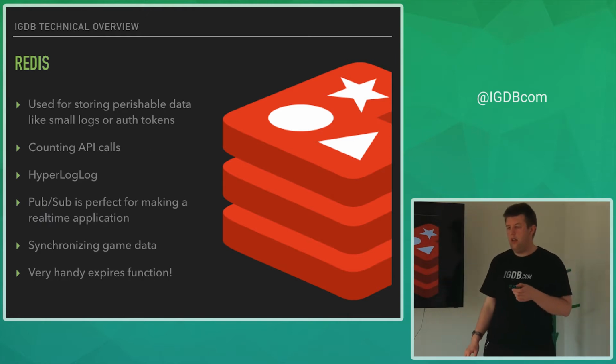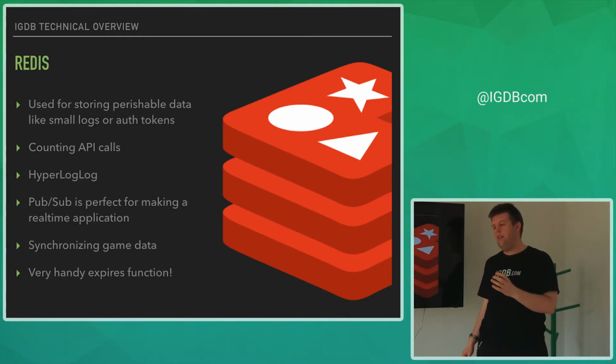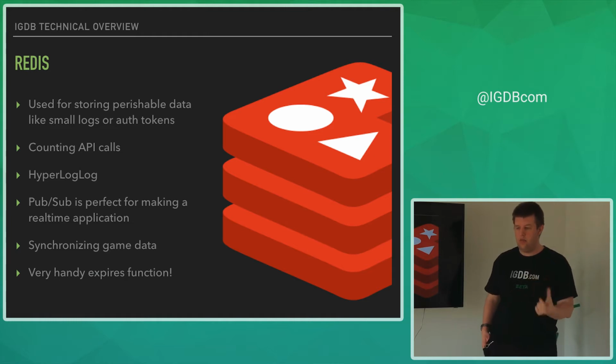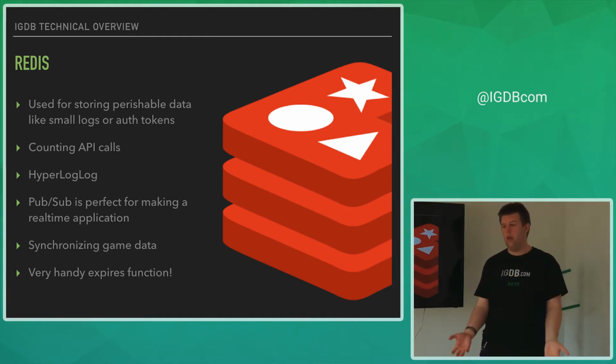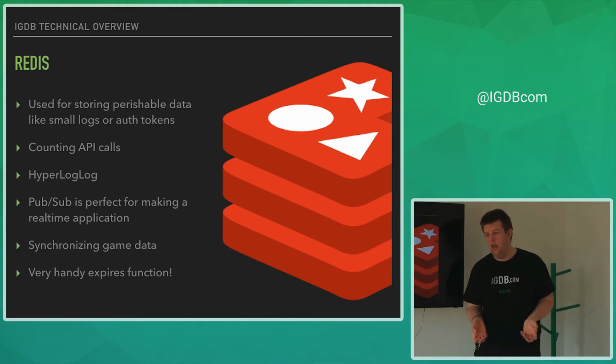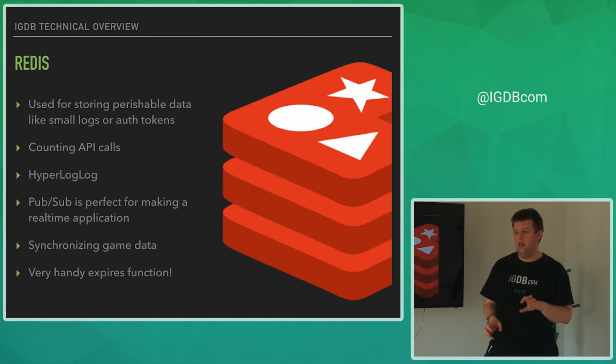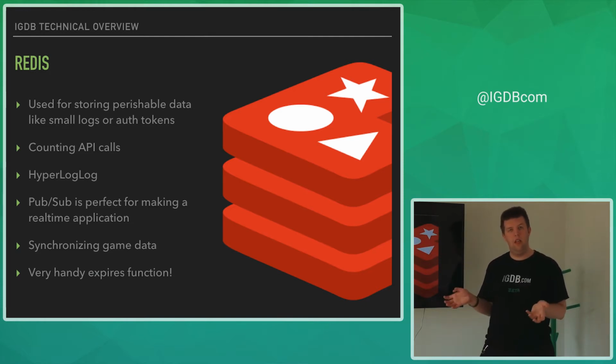And Redis is also very, very nice for storing perishable data, like small logs or authentication tokens, or counting API calls. It also implements the HyperLogLog algorithm that can approximate unique sets of data in a very small space.